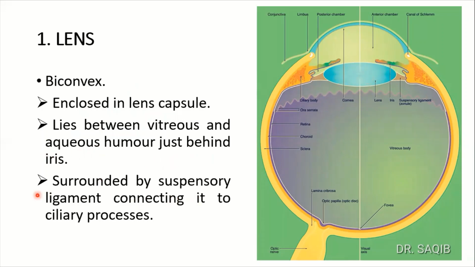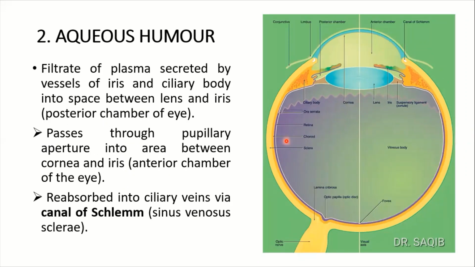It is surrounded by a suspensory ligament connecting it to the ciliary processes. This is the lens, this is the suspensory ligament over here you see, and it is connecting it to the ciliary processes, right? So the aqueous humor is a filtrate of plasma secreted by vessels of the iris and ciliary body into the space between the lens and the iris. This is the posterior chamber of the eye.